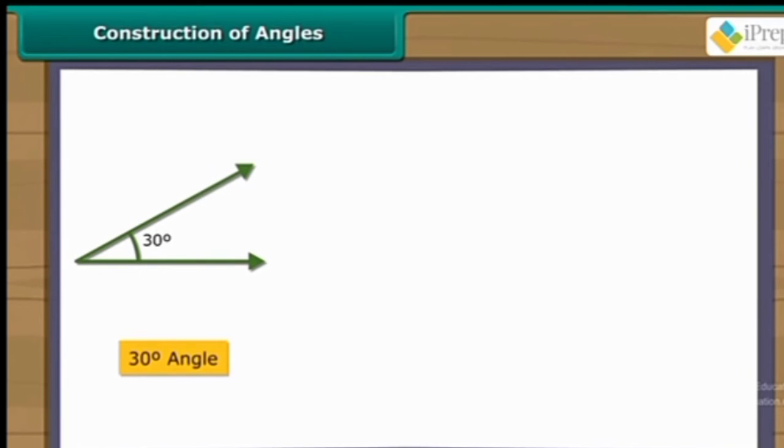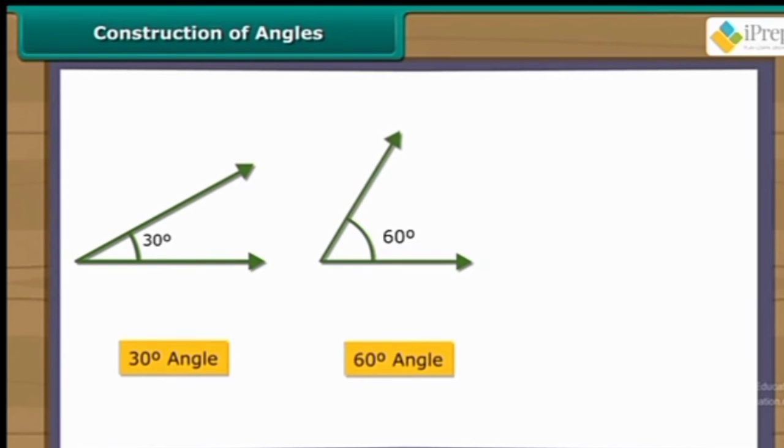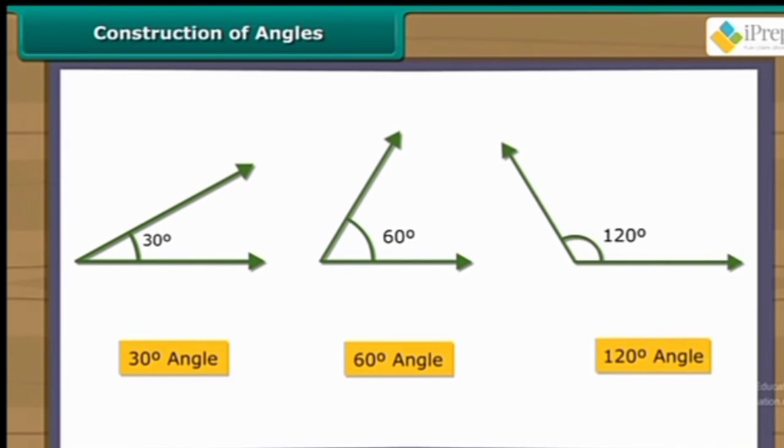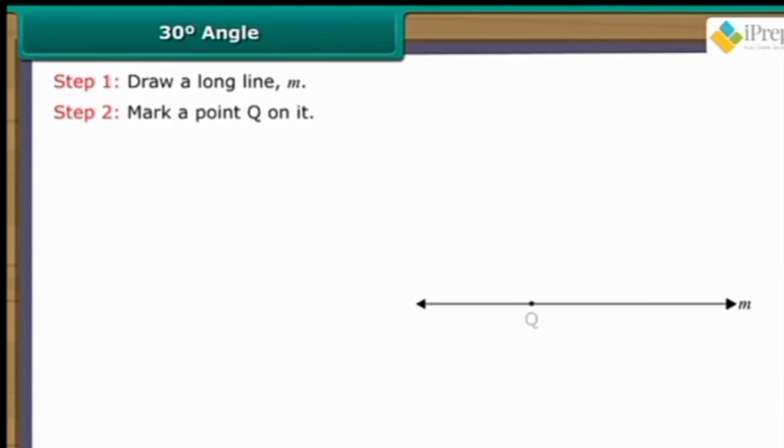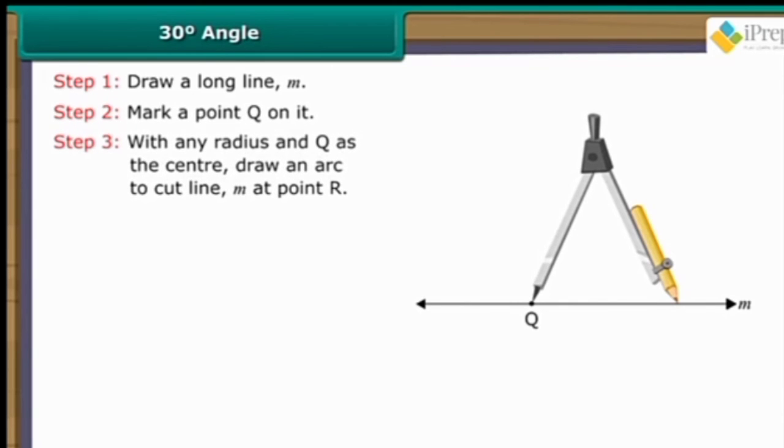Angles. Let us now construct some special angles one by one. 30-degree angle, 60-degree angle, 120-degree angle. Construction of 30-degree angle. Draw a long line M. Mark a point Q on it. With any radius and Q as the center, draw an arc to cut line M at point R.